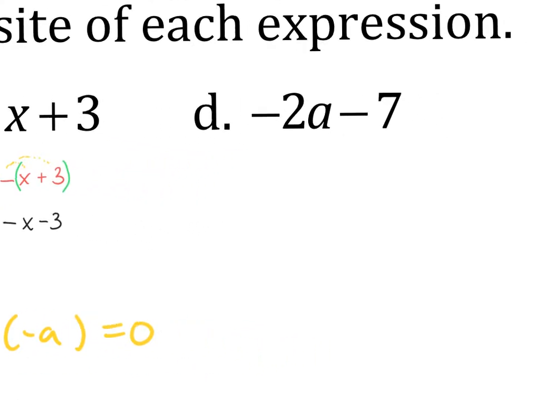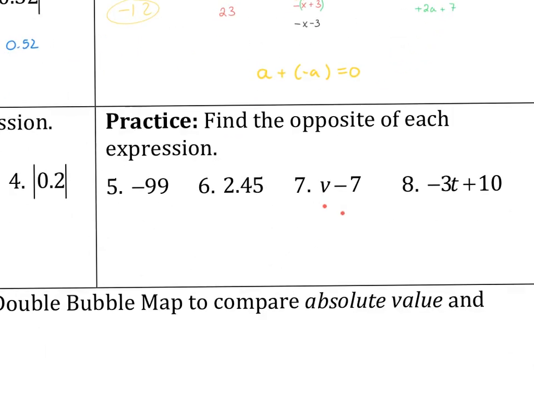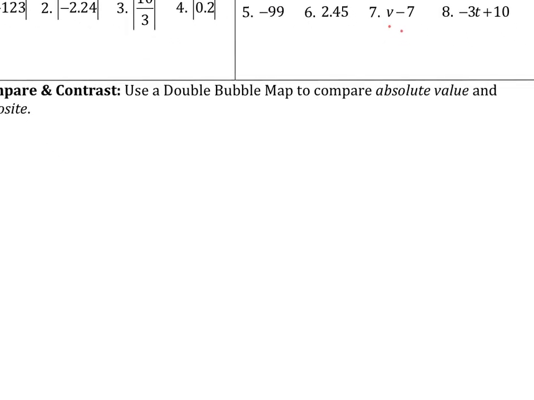So this one here, when I take the opposite, quickly, I'm just going to take the opposite of each term. So instead of saying negative 2a, I'm going to say positive 2a. And instead of saying minus 7, I say plus 7. All right, now down below here, it's asking us to compare and contrast. So we're going to use a method called double bubble to compare absolute value and opposites. So here's what double bubble looks like. I'm going to take my two categories. In one category is absolute value, and the other one is going to be opposite.